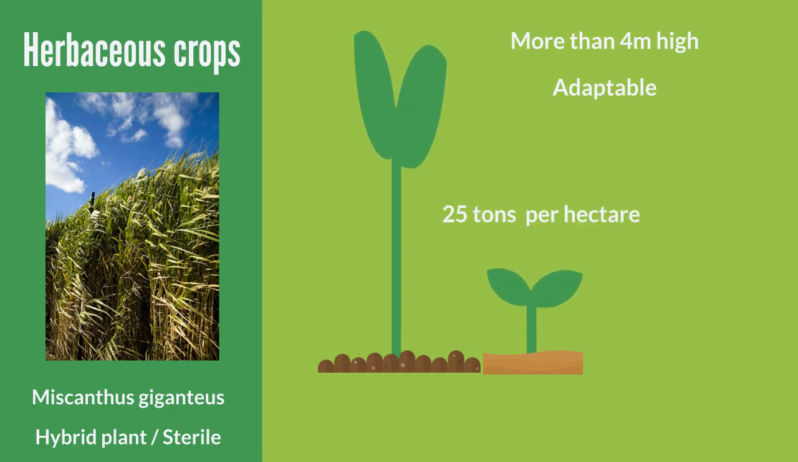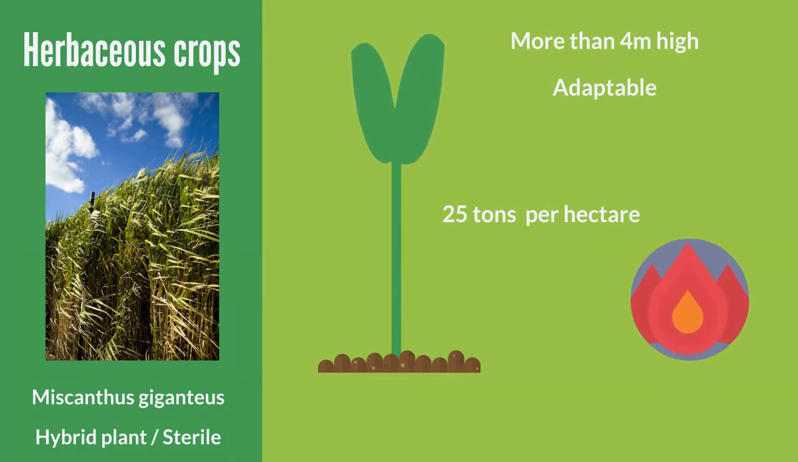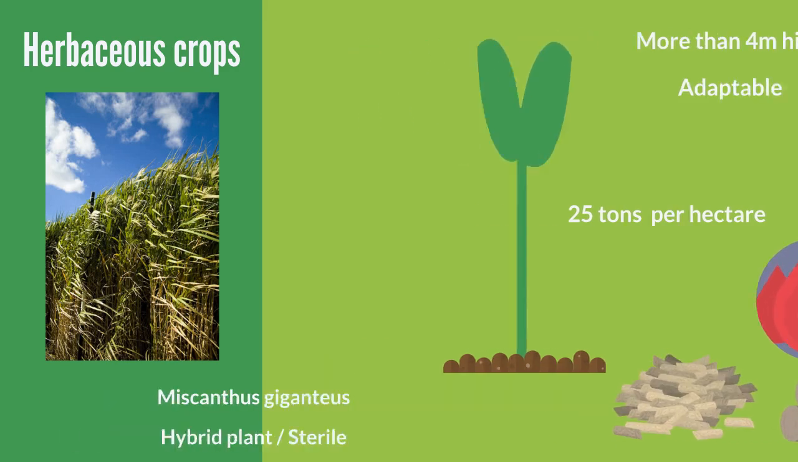A typical production can be around 25 tons of dry plant per hectare. However, the yields are strongly influenced by annual rainfall frequency and soil water retention at any site. Miscanthus can be burnt directly in biomass boilers or processed further into pellets or briquettes.